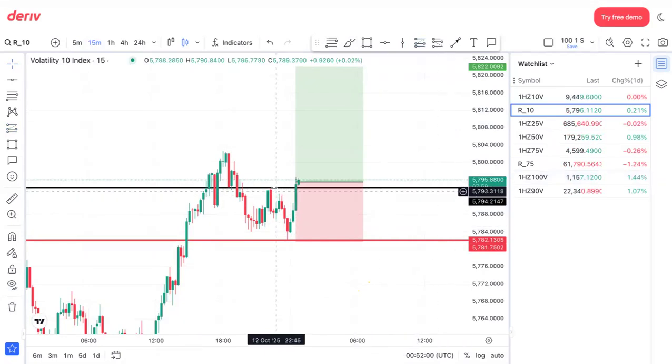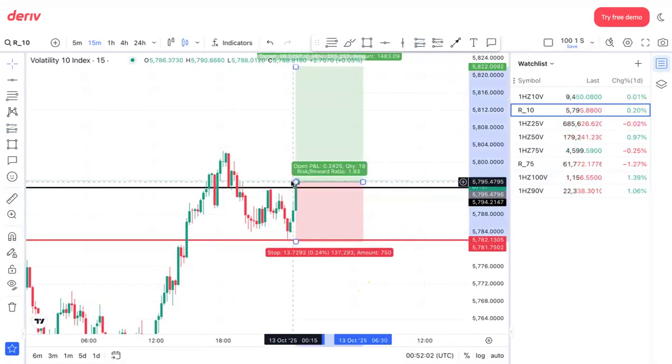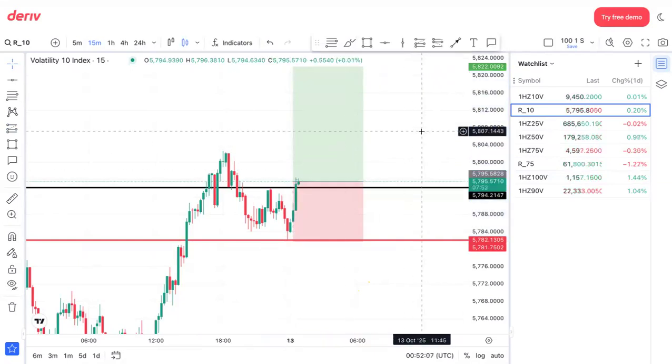All right, make sure you check your lot size first before you enter the trade. All right, and then that's it. Your stop loss is going to be 5782.1. Right, so your SL is going to be 5782.1. So VIX 10 for the buy.